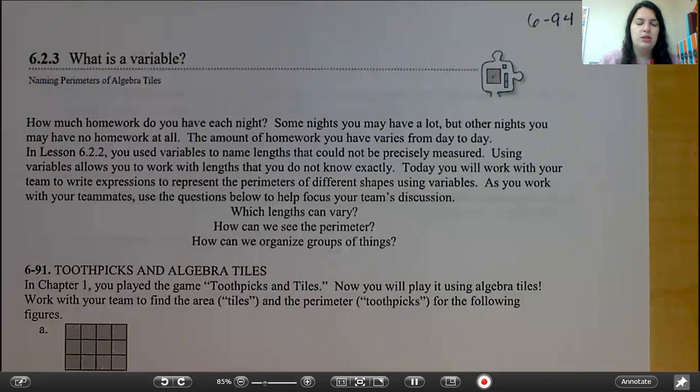Today you will work with your team to write expressions to represent the perimeters of different shapes using variables. As you work with your teammates, use the questions below to help focus your team's discussion. Which lengths can vary? How can we see the perimeter? How can we organize groups of things?